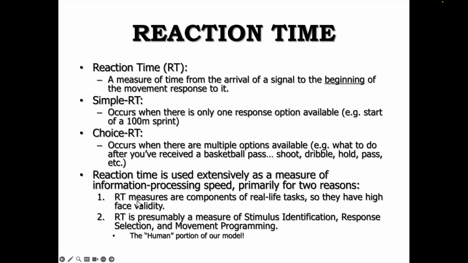Reaction time is used extensively as a measure of information processing speed, primarily for two reasons. First of all, reaction time measures are components of real-life tasks, so they have high face validity, meaning that we have a lot of different situations in our lives, and how quickly we can respond to those stimuli will determine whether we're successful or not. And they happen a lot of times in real-life tasks. Second, reaction time is presumably a measurement of the stimulus identification, response selection, and movement programming, essentially the human portion of our model. So that's why we're using reaction time as a measure of how effective our information processing speed is.